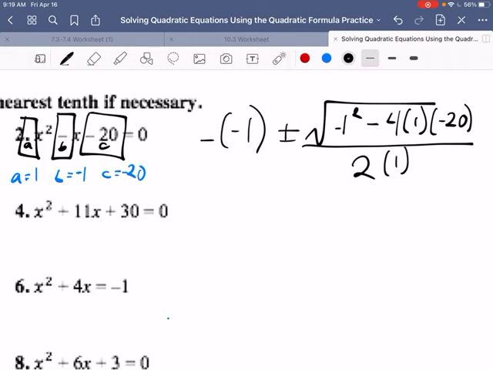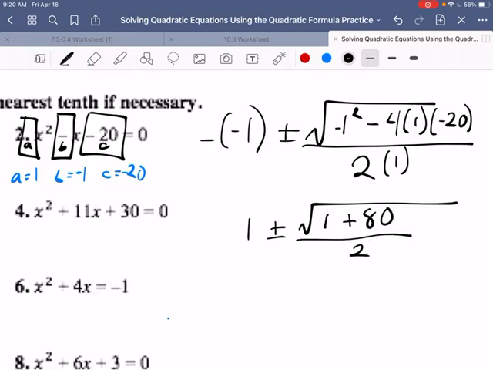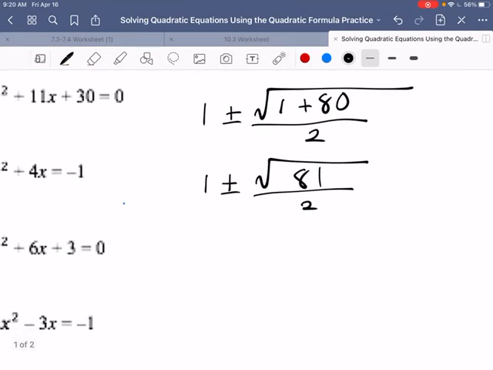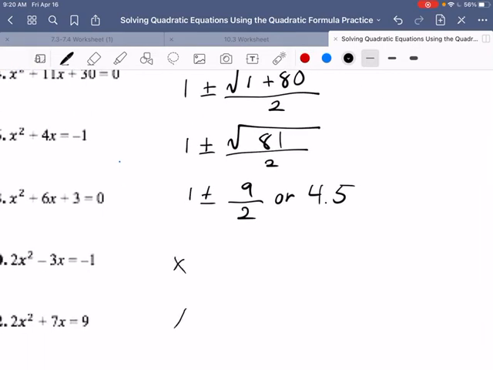This becomes 1 plus or minus the square root, negative 1 squared is 1, minus negative 4 times negative 20 is actually going to be positive 80, and that's going to be over 2. Okay, then we do 1 plus or minus the square root of 80 plus 1, that's 81, divided by 2. 1 plus or minus, well, the square root of 81 is 9 over 2, or you could write 4.5. So now we say x equals 1 plus 4.5, x equals 1 minus 4.5.